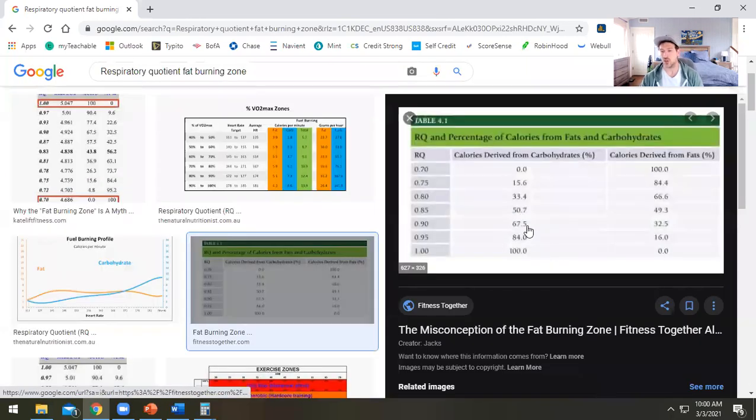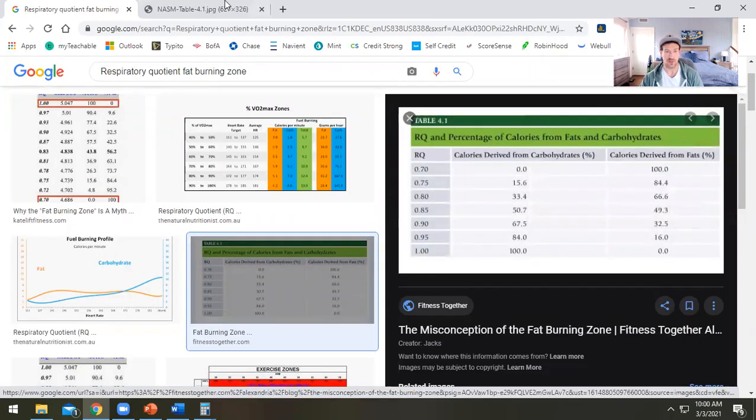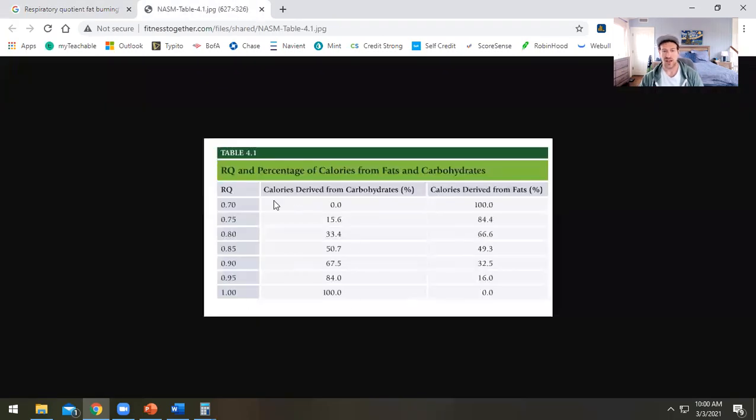And here's the RQ chart. This is the one from your NASM textbook right here. So here at an RQ of 0.7, the percentage of calories from fat is basically 100. If your RQ is 1.0, your percentage of calories from carbs is 100. So you are constantly in a blend between those two. And right here, where it is 50% carbs, 49% fat, this is around the fat burning zone. So an RQ of 0.85, I think 0.84 actually, is the magic number that is the perfect fat burning zone.